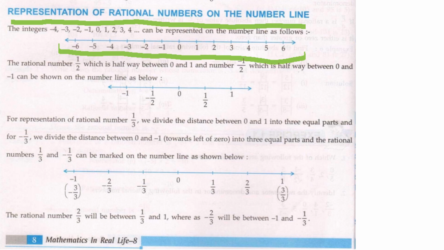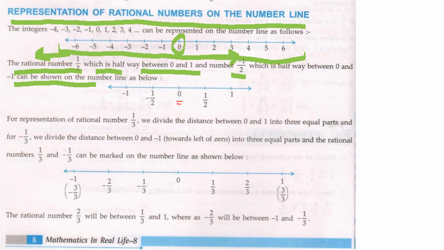Like this is a number line, we have a 0 in the center, moving to the right hand side are all the positive values and moving on to the left hand side are all the negative values. Now the rational number 1 by 2, which is halfway between 0 and 1, and number minus 1 by 2, which is halfway between 0 and minus 1, can be shown on the number line as, how is it shown?